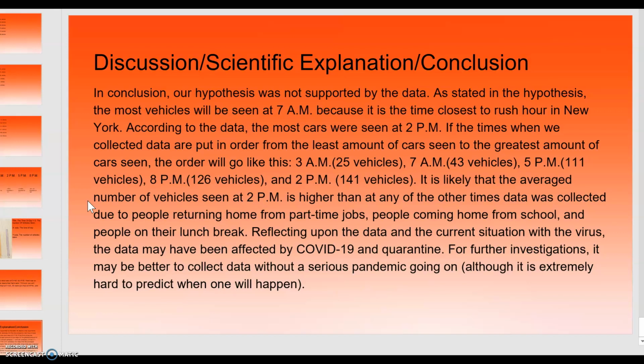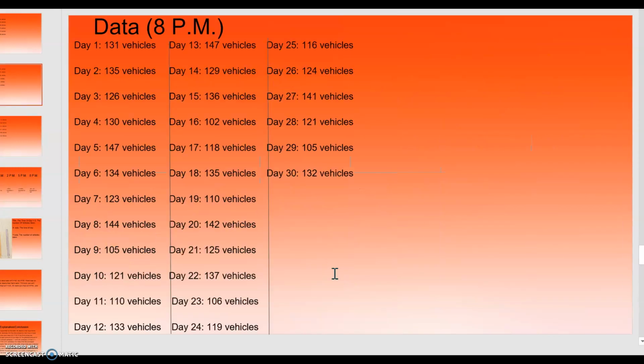And I'm going to skip through a little bit, reflecting upon the data and the current situation with the virus. The data may be affected by COVID-19 and quarantine. For further investigations, it may be better to collect data without a serious pandemic going on. How true that is, if possible, although it is extremely hard to predict when one will happen, and that is also true. Okay, so let's go back up through here.